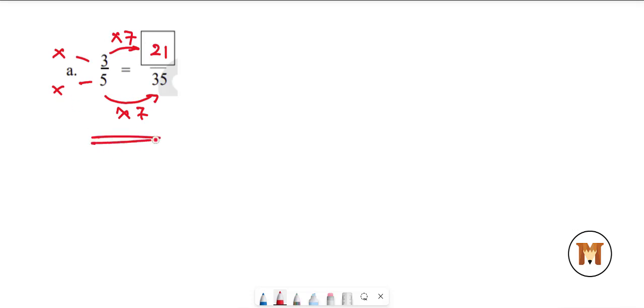Always find the relationship between either the numerator or the denominator. So this is how it works. I hope it's clear to you. So let's go to the next one now.